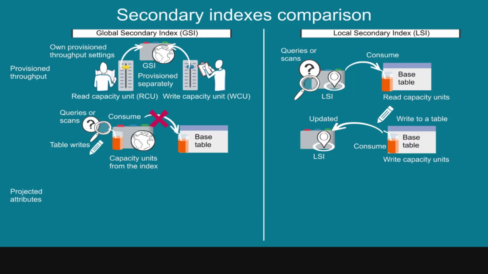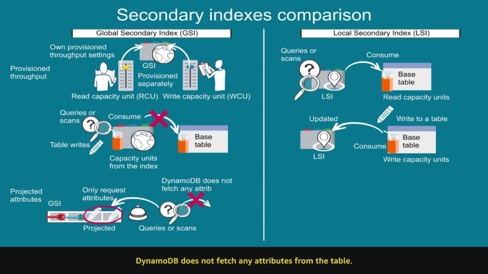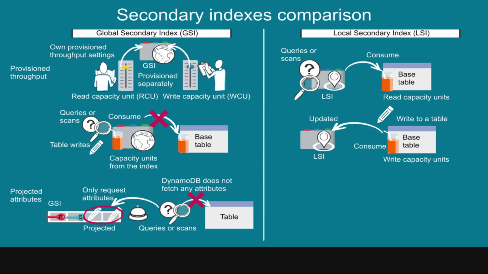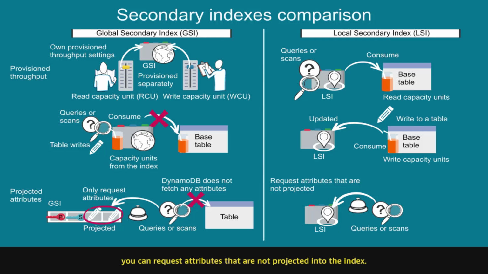Projected attributes. With global secondary index queries or scans, you can only request the attributes that are projected into the index. DynamoDB does not fetch any attributes from the table. If you query or scan a local secondary index, you can request attributes that are not projected into the index. DynamoDB automatically fetches those attributes from the table.